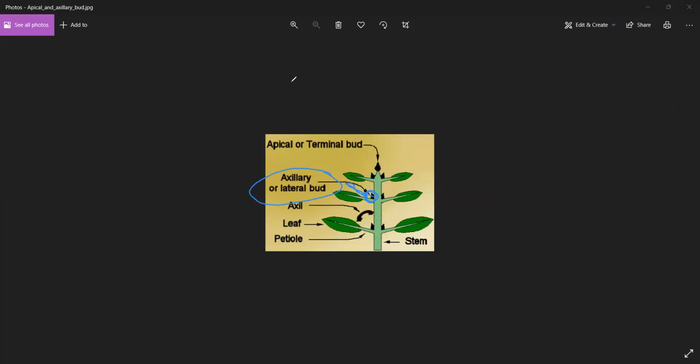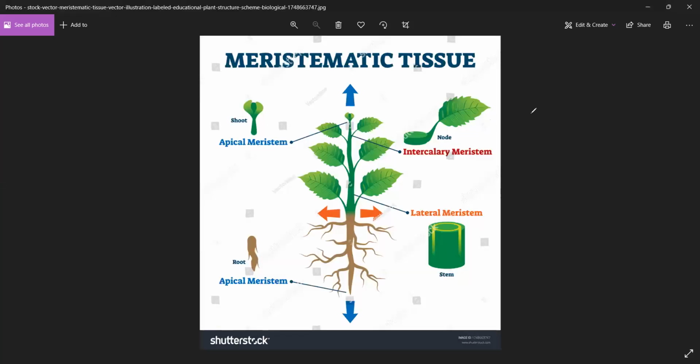Okay. Now we'll go to the second classification. The second classification, children, the second type, is intercalary meristems. Intercalary meristems. You can find intercalary meristems at the nodes.